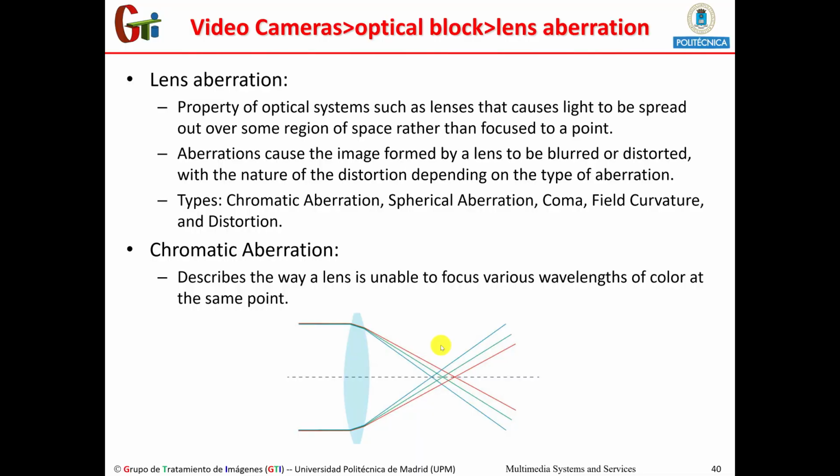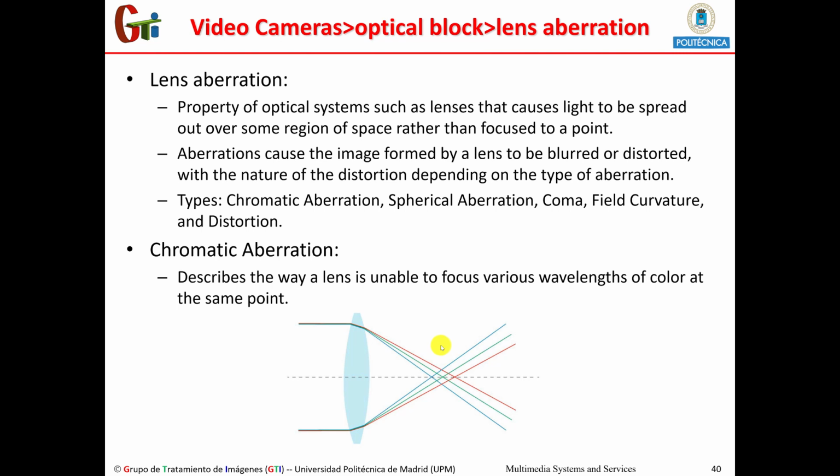In this video, we are going to see one of the last features of an optical block, the lens aberrations. Lens aberrations refer to a phenomenon produced in optical systems that include lenses, in which the light is spread out in some regions of the space instead of being focused on a point. Such aberrations cause some parts of the image to appear blurred or distorted.